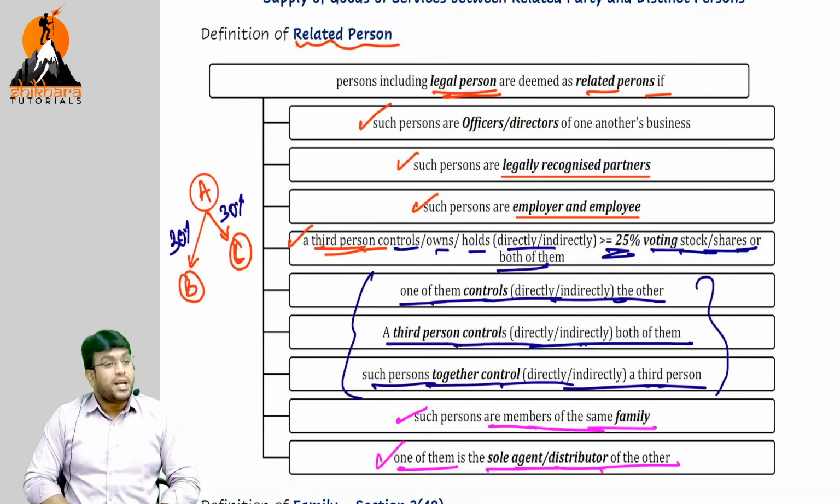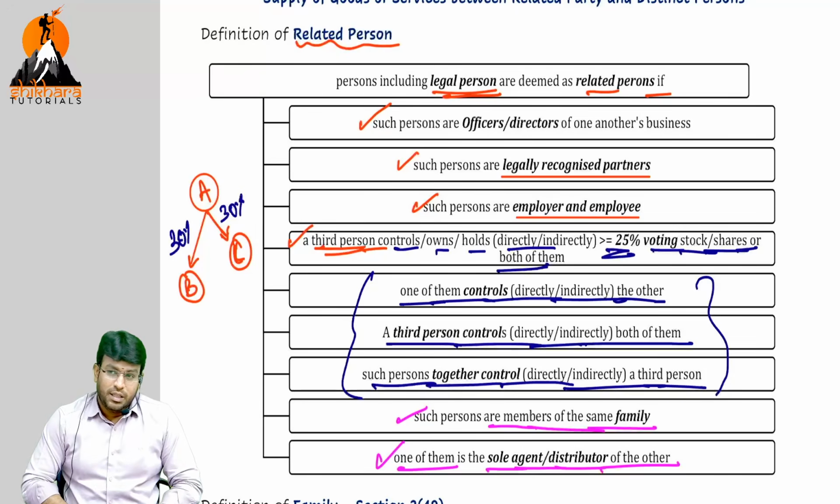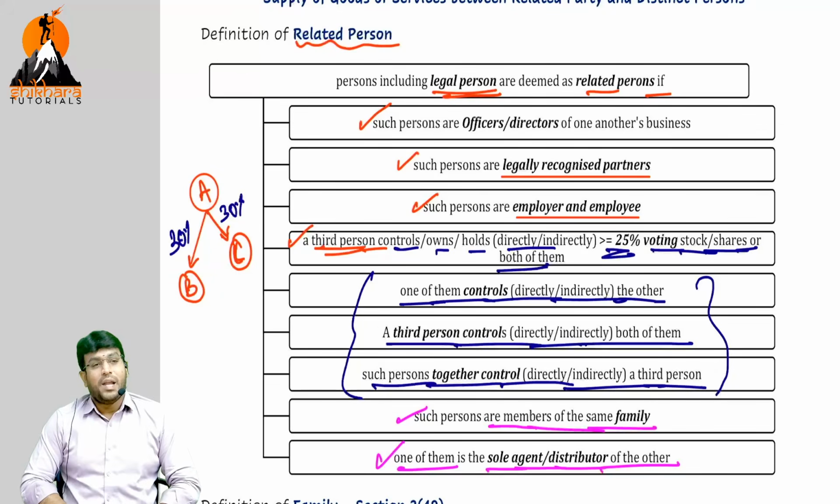Is Shiva Teja's wife a related person for Shiva Teja? My wife is not dependent on me. She has her own work. Yes? Okay. Now I have a question.